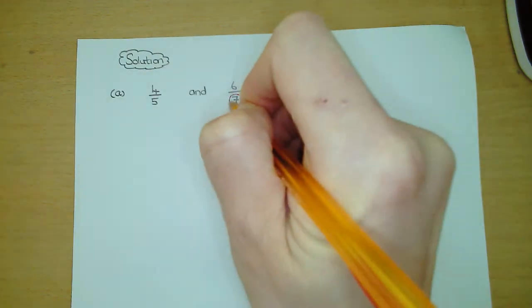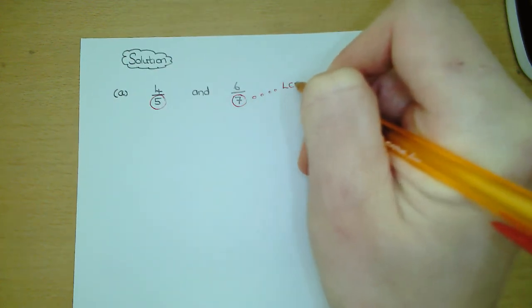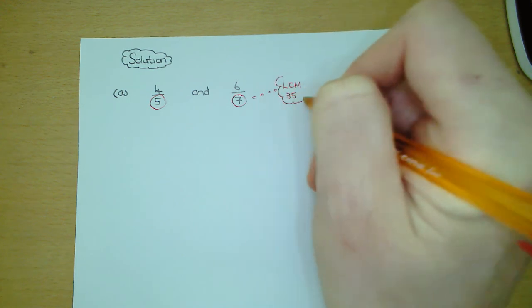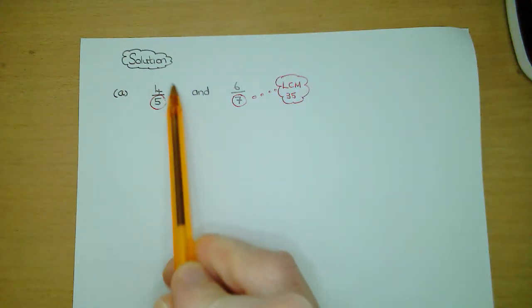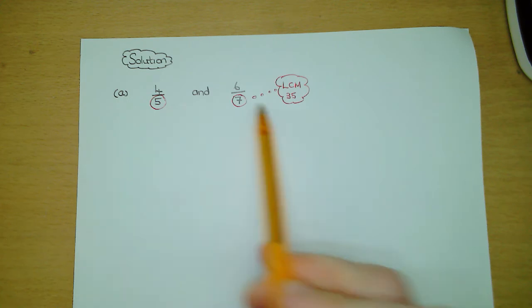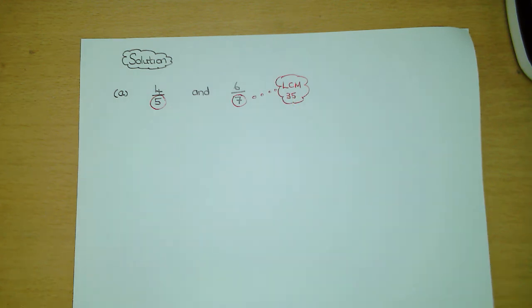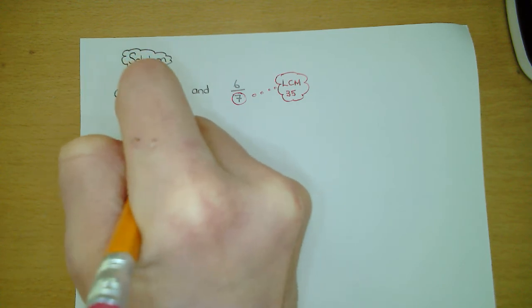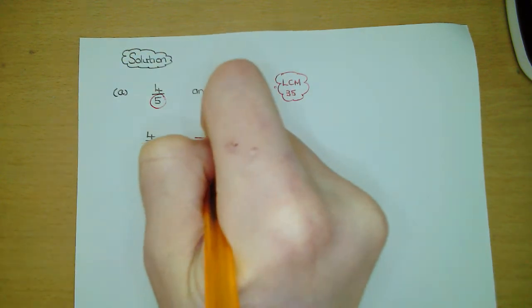So circle the denominators, identify their LCM. So in this case, it's 35. And what we're now going to do is turn each fraction into an equivalent fraction with a denominator of 35. So let's take 4/5 first of all. We want to turn it into an equivalent fraction with a denominator of 35.